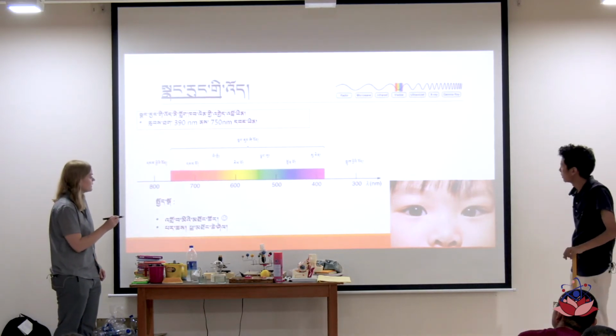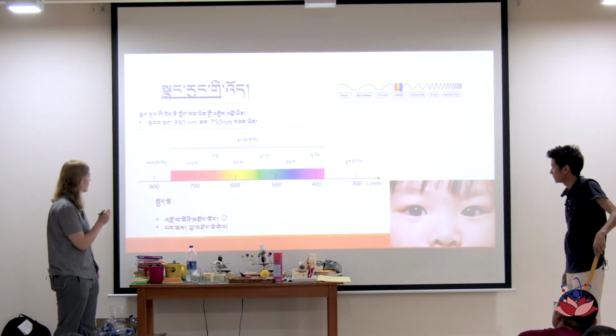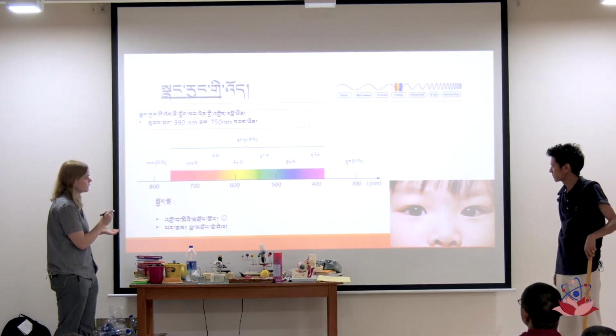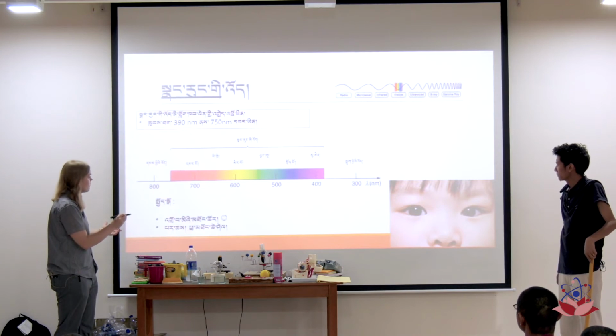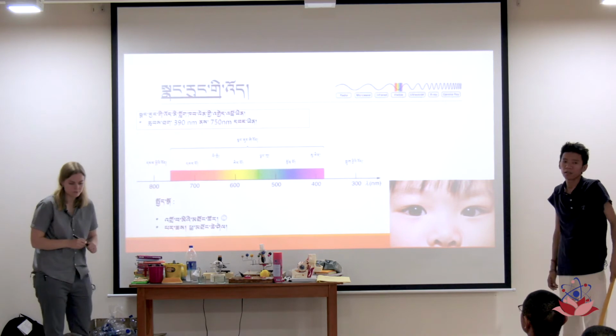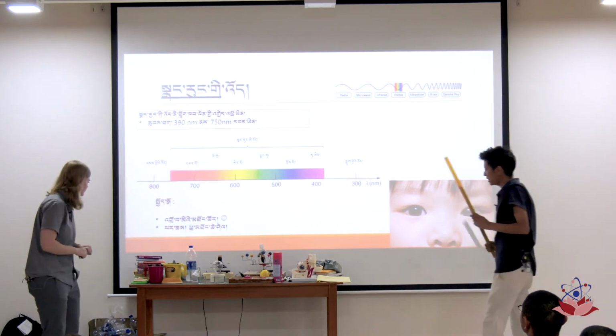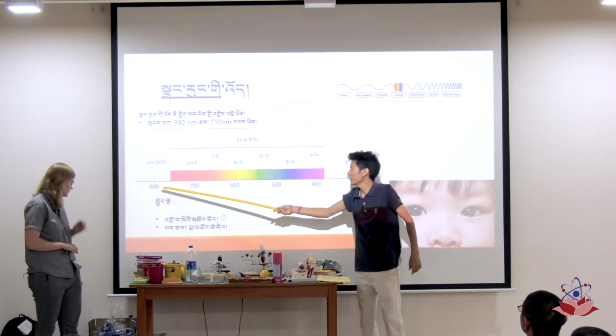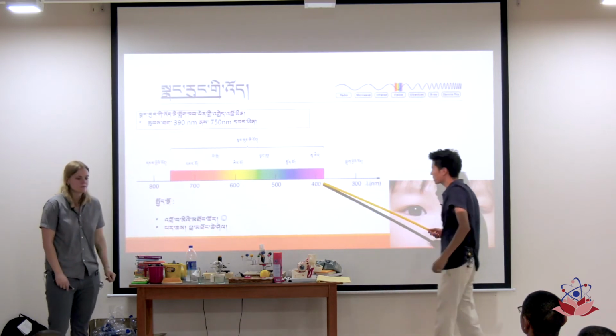So our eyes are only sensitive from about 750 or so nanometers in red to a little less than 400 nanometers in violet.